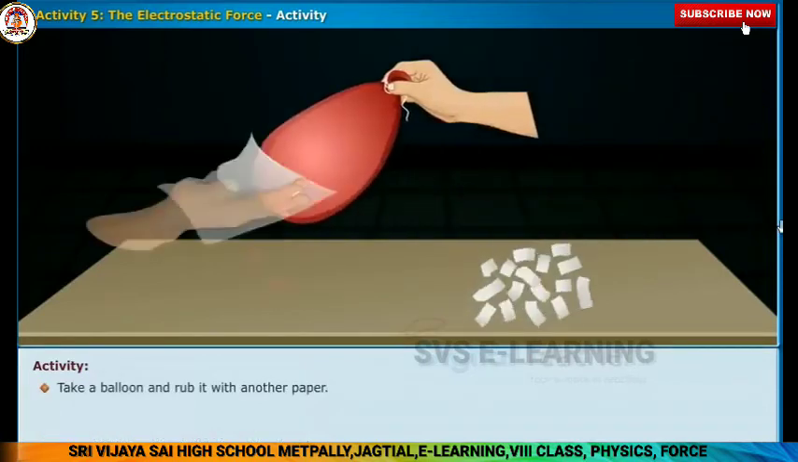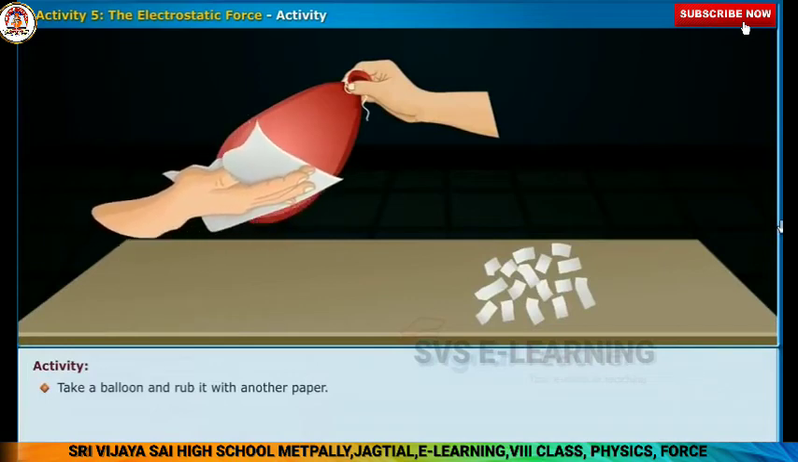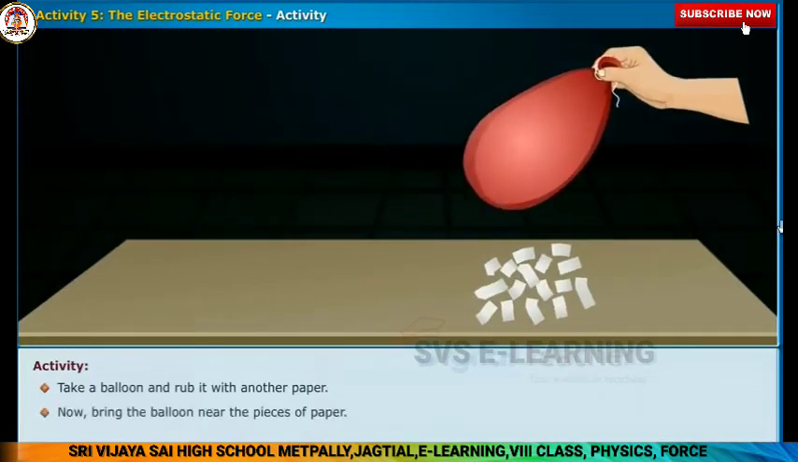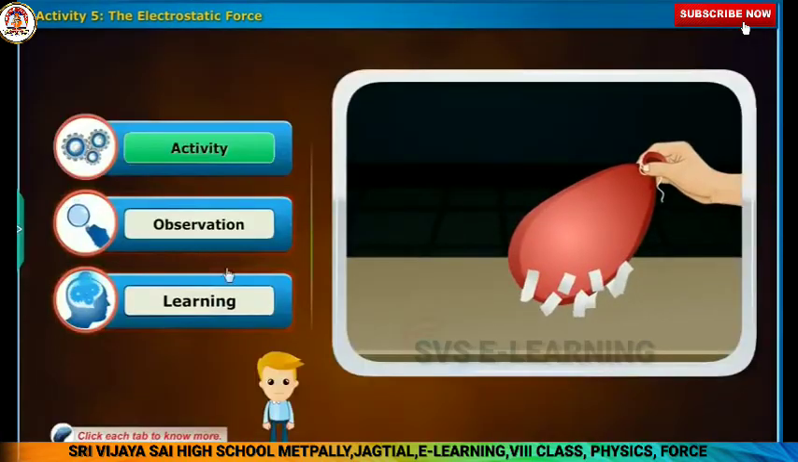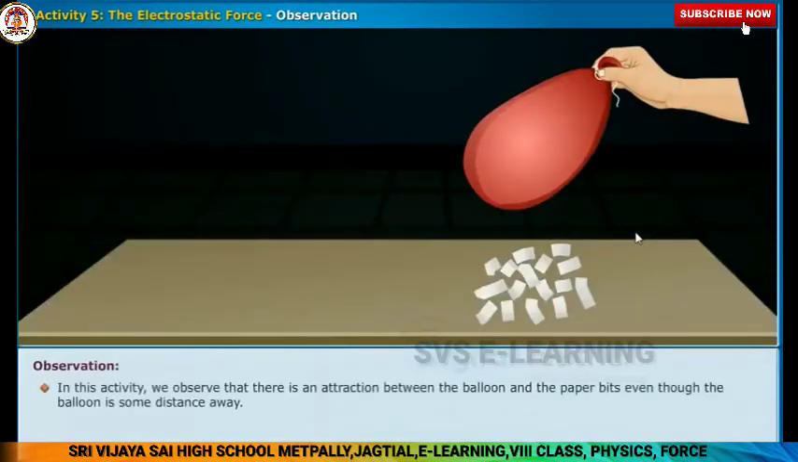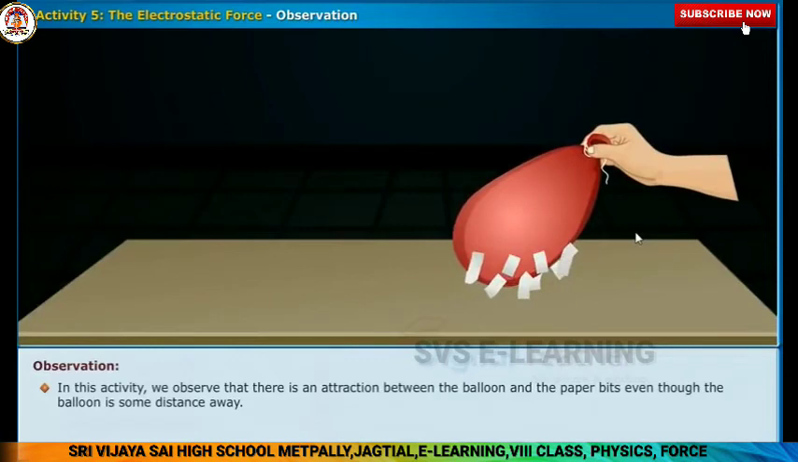Take a balloon and rub it with another paper. Now bring the balloon near the pieces of paper. Observe the changes. In this activity, we observe that there is an attraction between the balloon and the paper bits even though the balloon is some distance away.